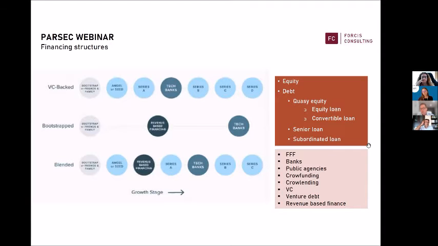Another potential funder is the public agencies. Public agencies could be regional, national, even international. In the case of Europe, there are public agencies that operate in every region, and others that could be under the umbrella of the European Commission. Other sources could be crowdfunding or crowd lending, both to equity or to debt.